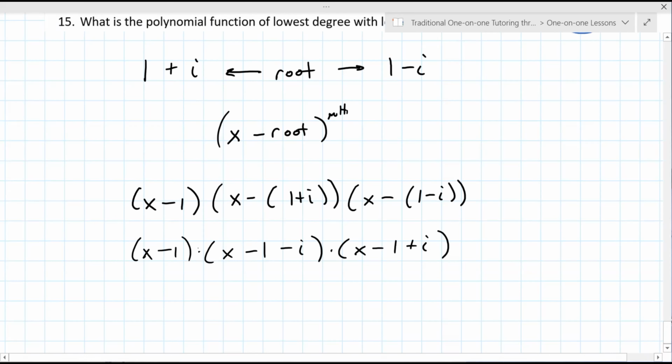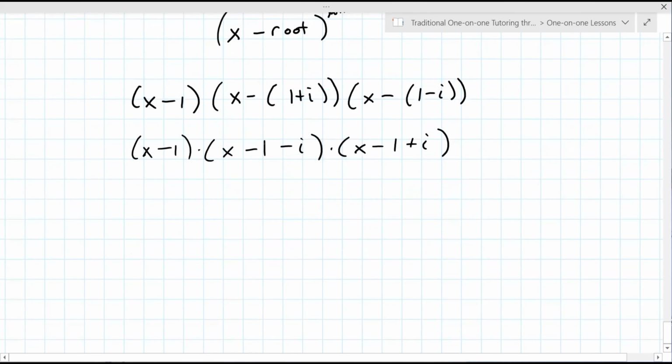Some instructors and some online videos talk about using a difference of squares approach here. I don't recommend that. I would recommend multiplying everything. It's a little more work, but it'll give you clarity on what you're doing. So x times each of these: x squared minus x plus xi, then minus 1 times each of these, minus x plus 1 minus i.